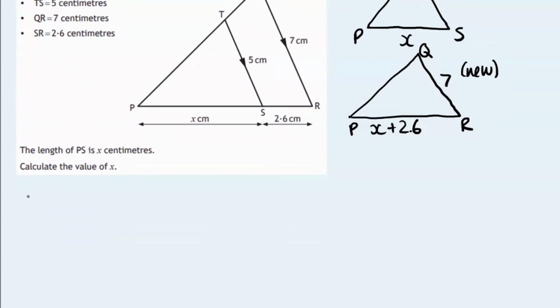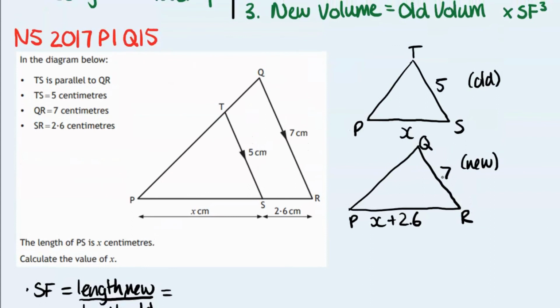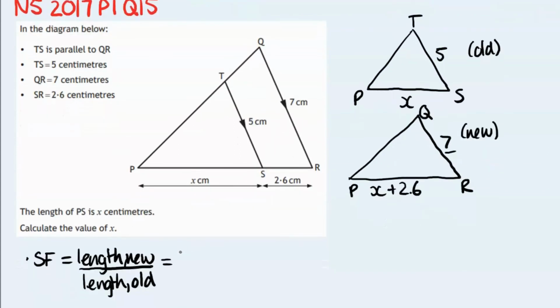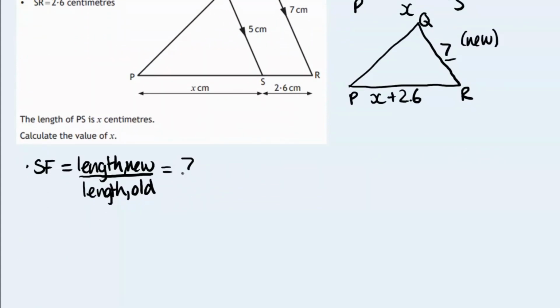So normally the next step is finding the scale factor of that information. The scale factor is equal to the length in the new shape, length new, divided by the length in the old shape. To find the scale factor, let's have a look at the diagram. The length in the new shape, we can use the 7. Then the length in the old shape, I can use a 5. So it'll be 7 divided by 5. That gives us a scale factor of 1.4.